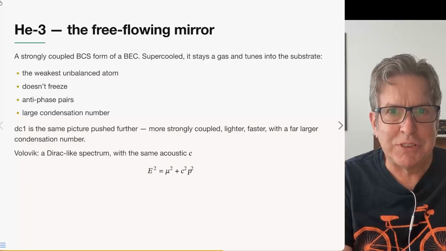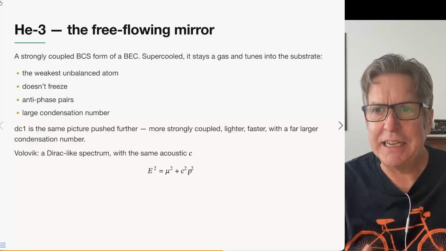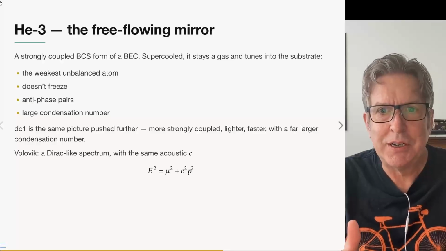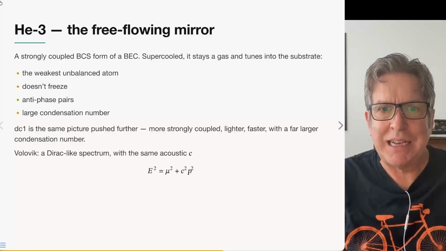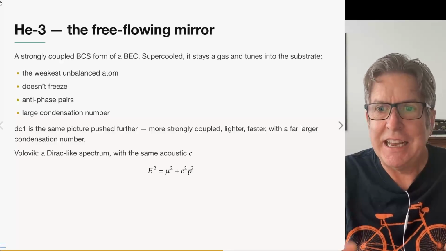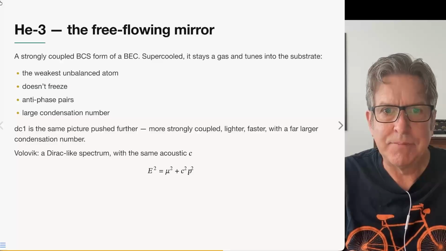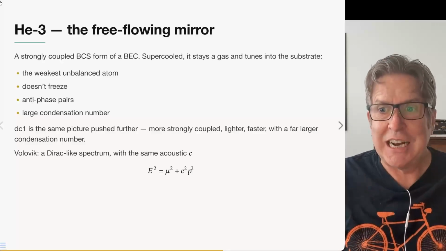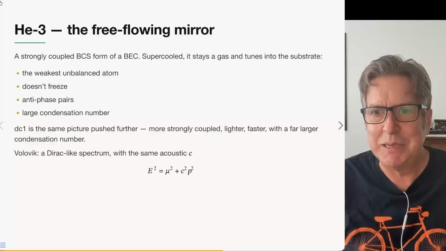Bolovic observed the acoustic metric Lorentz invariance, of sound propagating in superfluid helium, He3. And this is the substrate's mirror with the same antiphase vortex pairs. As the weakest unbalanced atom, it doesn't freeze near absolute zero, and it follows the energy patterns of the substrate, just at a much slower speed. So we use the same equations with the speed of light, and we expect a much higher condensation number because the particles are so much lighter, it's going to need a bigger envelope.